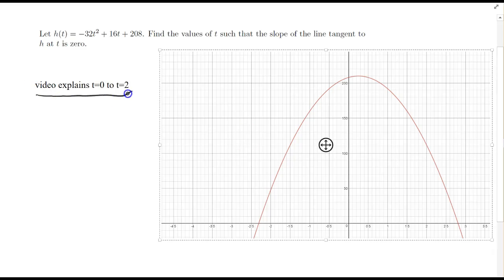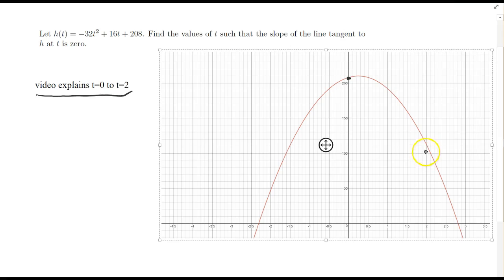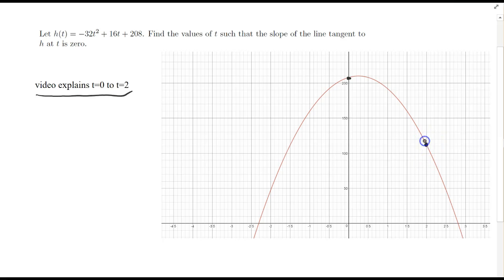So what you were doing before on these types of problems is finding the slope of the secant line. So this was more a college algebra type problem. You're finding the average rate of change between 2 points. So in this case, t equals 0 to t equals 2. You're finding the average rate of change.